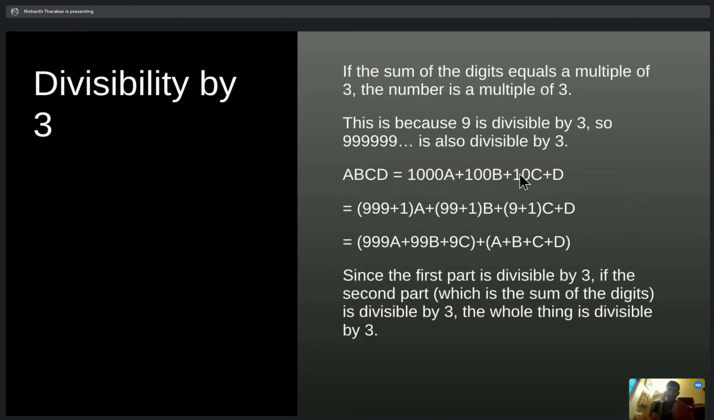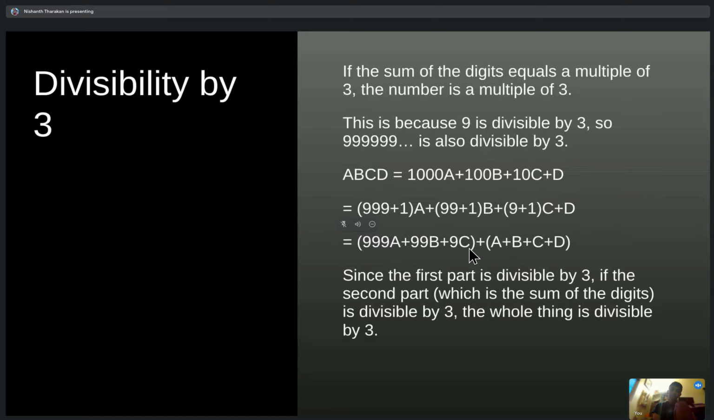And the clever thing that we do here, we rewrite this out in its core form: 1000 times A plus 100 times B plus 10 times C plus D, and so on. You can expand this out that way for as much as you want. This all equals 999 plus 1 times A. Note I'm just subtracting 1 and then adding 1 as well. So this equals 1000 times A, 100 times B, 10 times C plus D. And finally, we just separate the two. So it's just 999 times A plus 99 times B plus 9 times C, plus the sum of the digits.